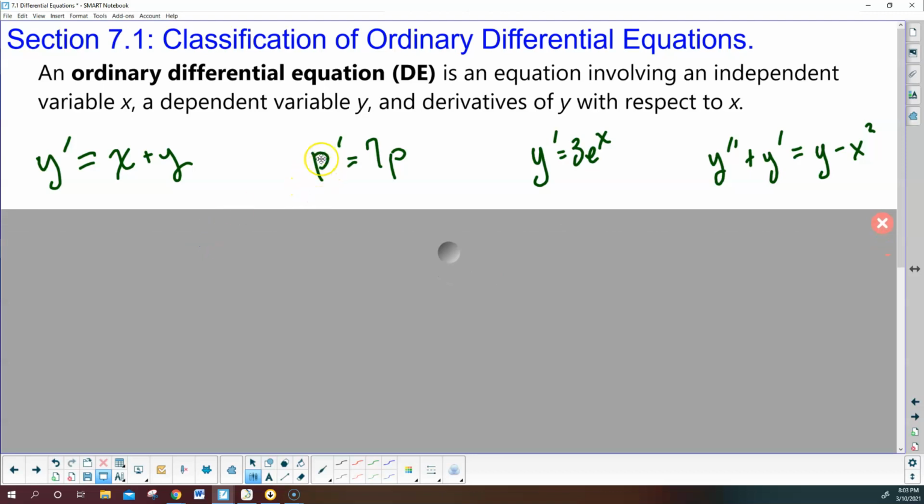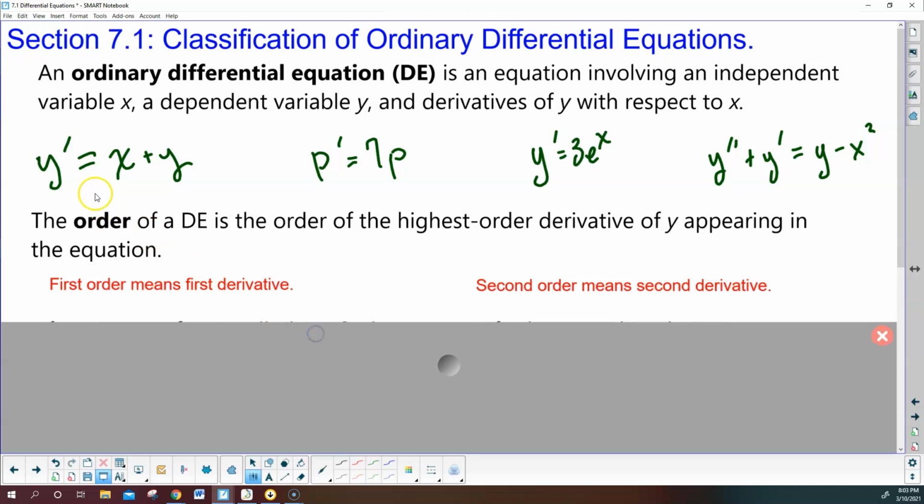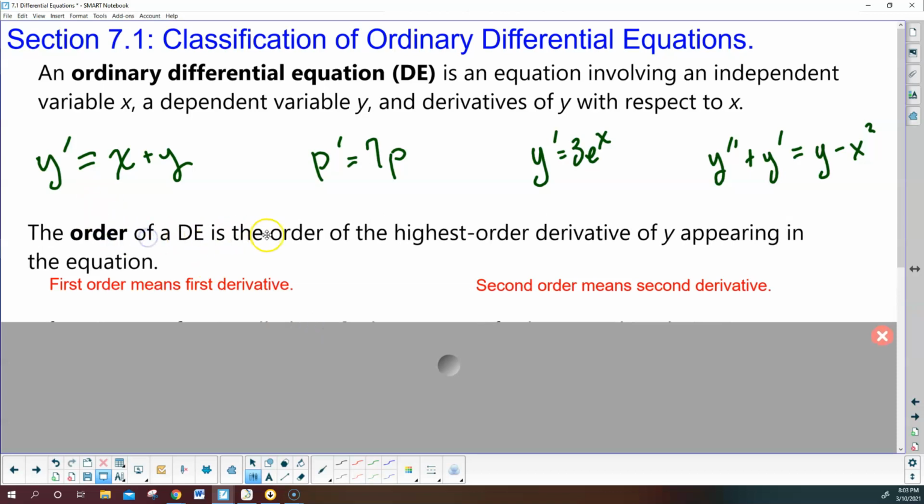So here we've got another one. P prime equals 7p. You can see that the derivative of p is equal to 7 times p. And then we've got a couple other ones. You've seen these. Now this one's interesting because we have the second derivative and the first derivative mixed together. And that can totally happen. This is a special type of differential equation, and we name them by their order. So what we mean by that is the order of a differential equation is the order of the highest derivative appearing in terms of y or p in this case.